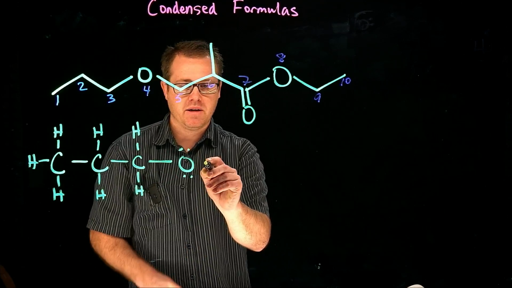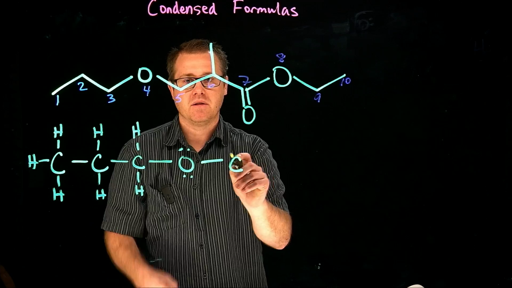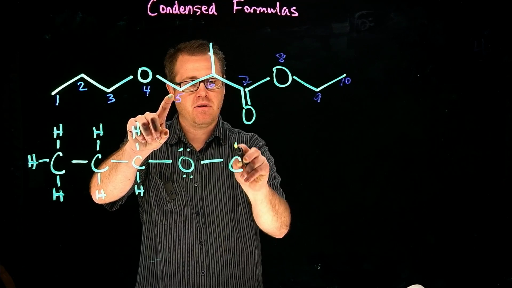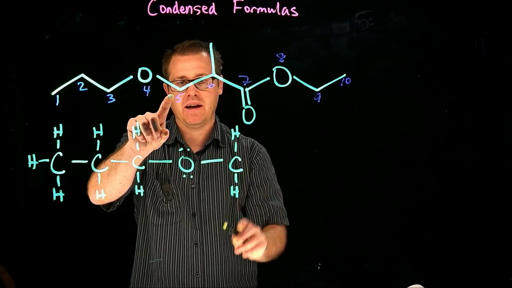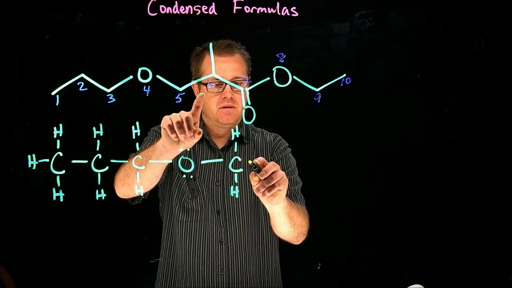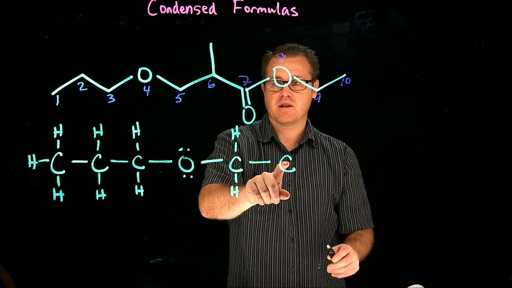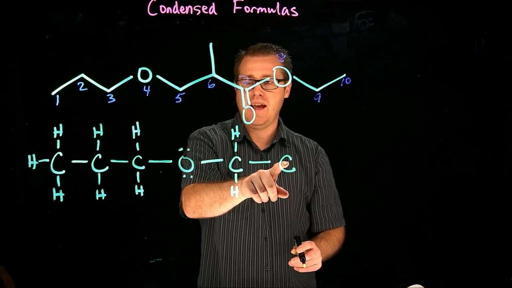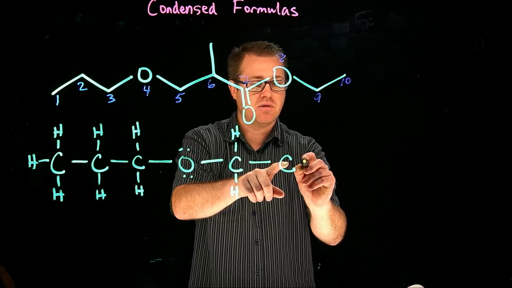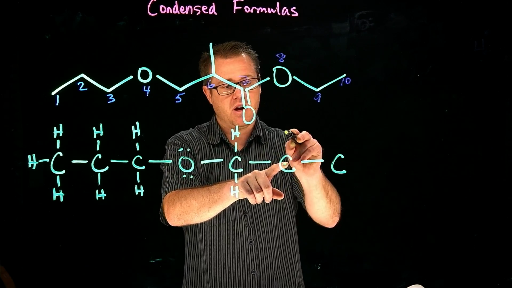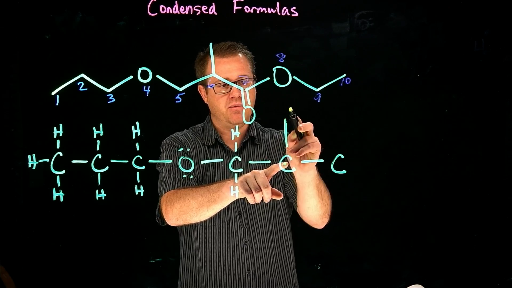Oxygen is directly bonded to carbon 5. Carbon 5 is bonded to carbon 6 and oxygen 4. So that would have to mean that there's 2 hydrogens. Now, carbon 5 is bonded to carbon 6. This is carbon 6. And we see carbon 6 is also bonded to carbon 7, which is also bonded to this methyl group.